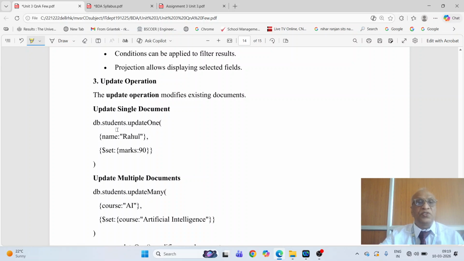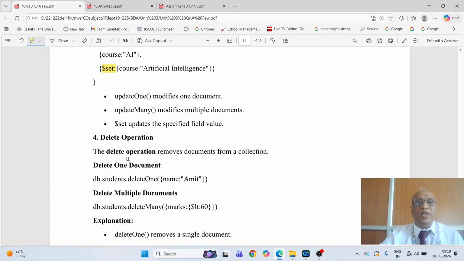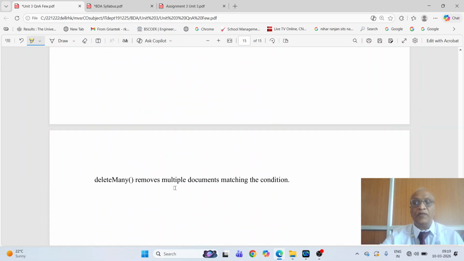For update operations, you'll be using updateOne or updateMany in the syntax, and you'll be using the parameter $set for making the updates. For delete, for deleting the documents, you'll be using either deleteOne or deleteMany.